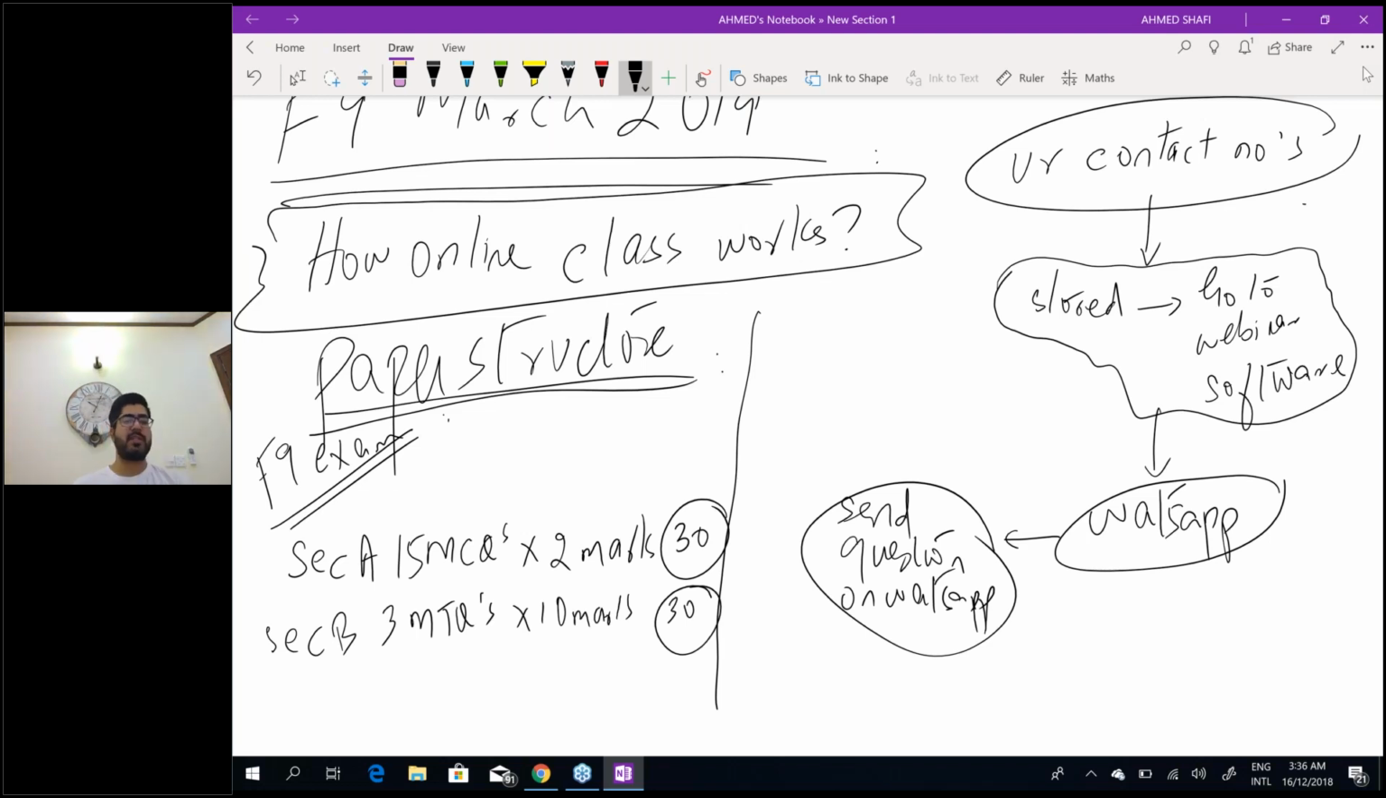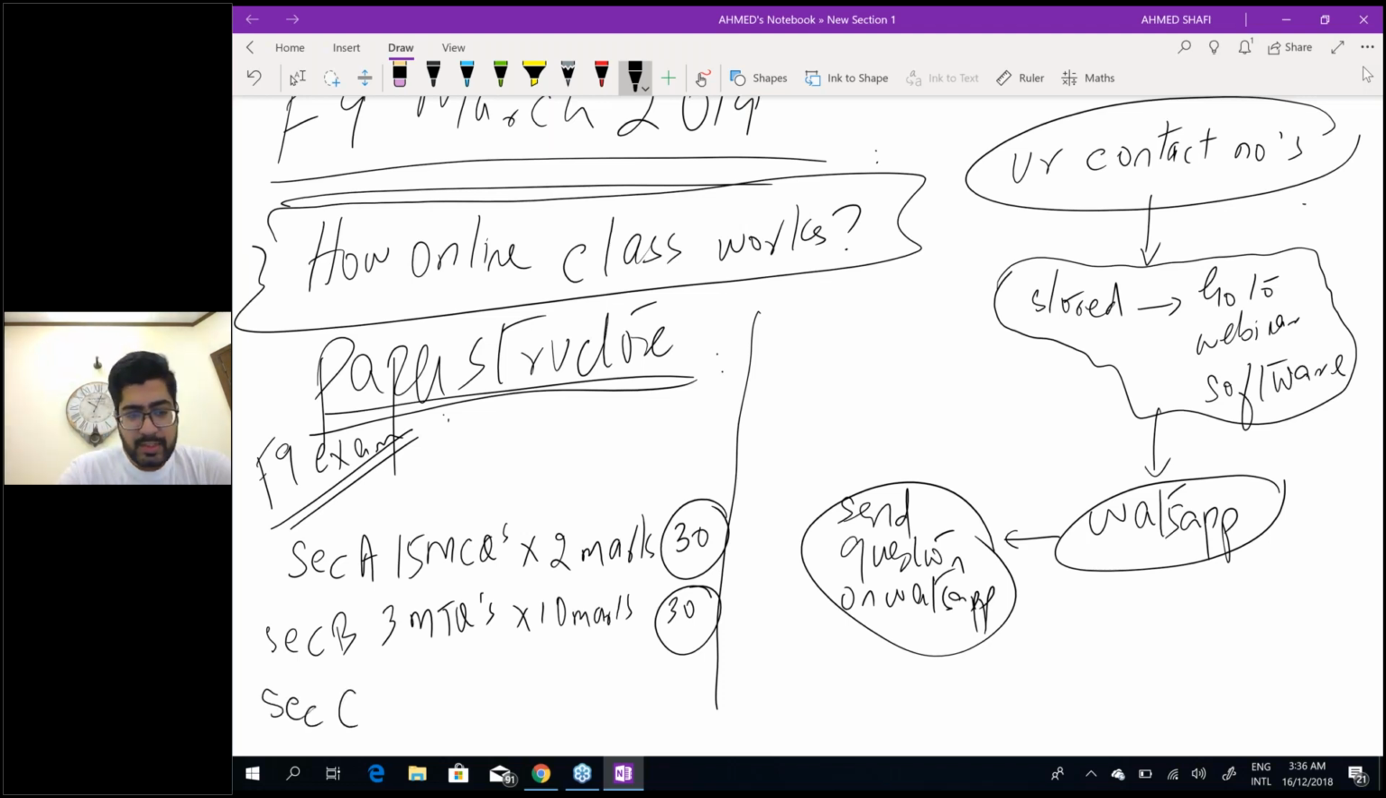Now, what is the difference between MCQs and MTQs? MCQs are just random 3-4 line questions with a requirement of 2 marks. MTQs have a scenario, and out of that scenario you have 5 requirements of 2 marks each, so that makes 10 marks per MTQ, and 3 questions make 30 marks.